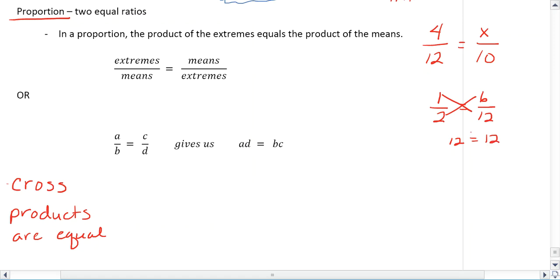Again, it doesn't look very impressive, but this is very powerful and it can be used to solve many, many problems. So that's why we wrote it here. A over B equals C over D gives us that AD equals BC. So again, very powerful, very important. Write this down and then we'll learn how to use it to solve problems.